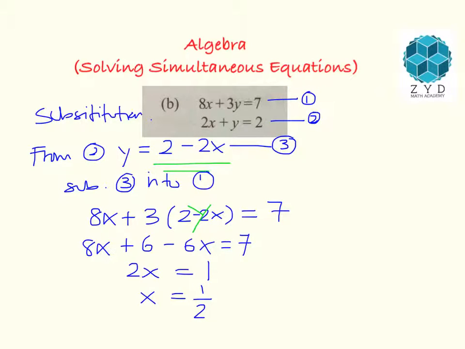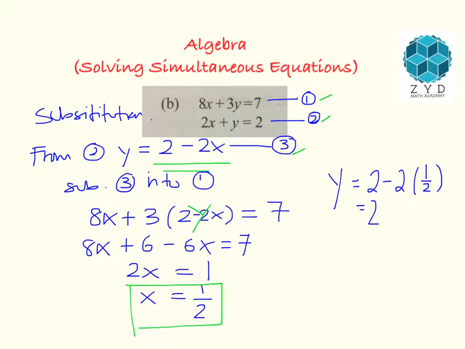So we have already gotten one of the answers, which is x is equal to half. Let us substitute this value back into either equation 1, 2 or 3. Since I want the value of y, I will substitute this value into equation 3. I get y equals 2 minus 2x, and x is equal to half, so this is 2 minus 2 times half, which is 1. So y is equal to 1. These are our two answers, and this is how we apply the substitution method in solving simultaneous equations.